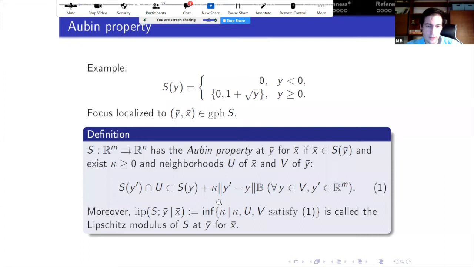And here we can also define a so-called Lipschitz modulus, which is simply the infimum of kappas such that you consider all triples, kappa the number and two neighborhoods, that satisfy this type of estimate. Again, if there is no such triple satisfying this, it precisely means that the mapping doesn't have the Aubin property, and then this infimum by definition would be plus infinity. So you can also say that the mapping has the Aubin property if this number is finite. It doesn't have the Aubin property if the number is plus infinity, right?